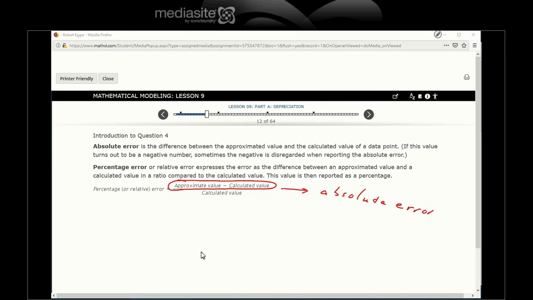Now percentage error is we take that absolute error and divide it by the calculated value. Approximate value, calculated value, so absolutes, divided by calculated value. Okay, same thing as those two. So it's simple, just knowing what you think it is, or what it actually is, by what it actually is.